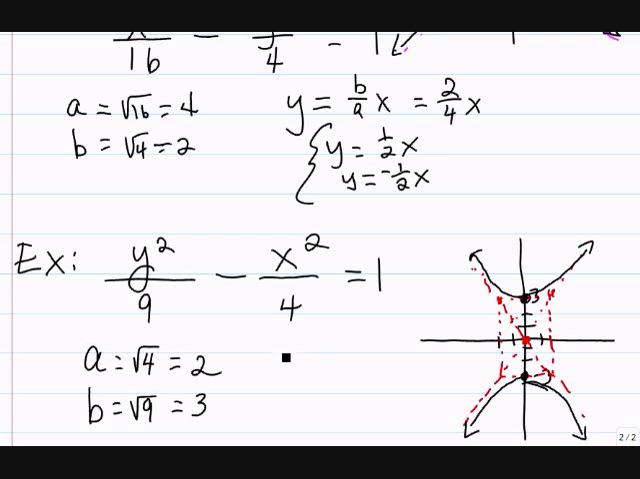And there's my graph. And my asymptotes are y equals 3 halves x and y equals negative 3 halves x.